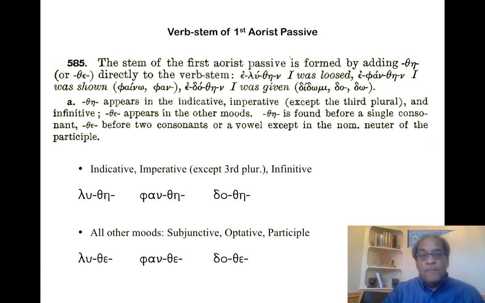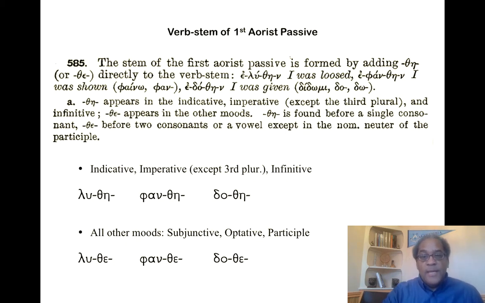And the stem of the first aorist passive is formed by adding theta-eta or theta-epsilon directly to the verb stem. So you get elythēn, epothēn, edothēn from luo, pino, and didomi, respectively. Now the variation between theta-eta and theta-epsilon is consistent over respective tenses.